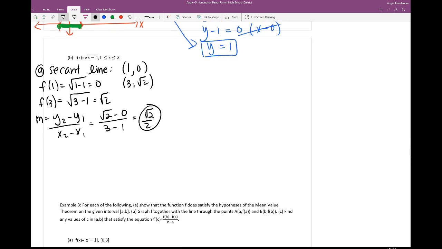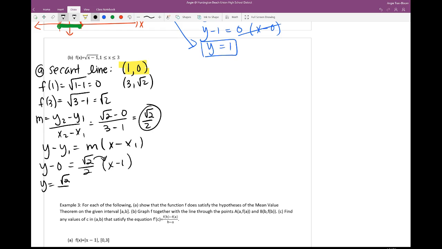Right? So I now can write y minus y1 equals m times x minus x1. I like to pick points that are easy to work with, so I'm going to pick this one. Okay. So that's my point. I'm going to pick y minus 0 equals slope radical 2 over 2 times x minus 1. So y equals, distribute this. That's going to be rad 2 over 2 x minus rad 2 over 2. And guess what?